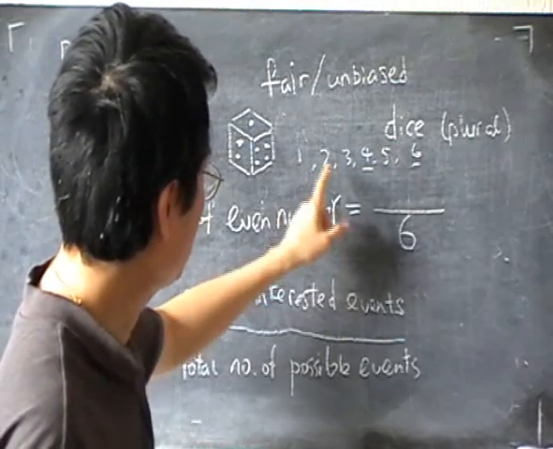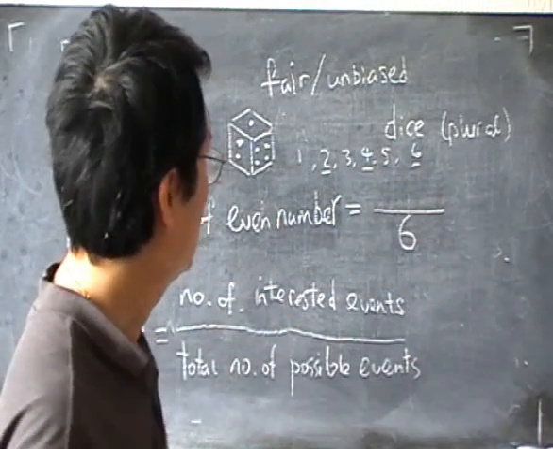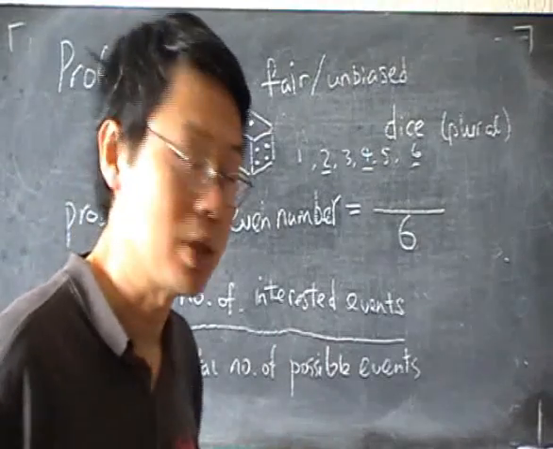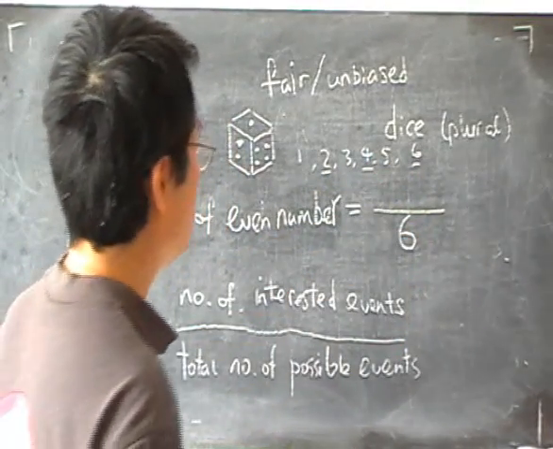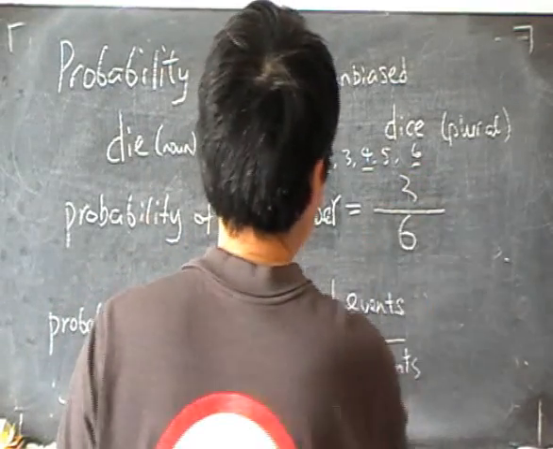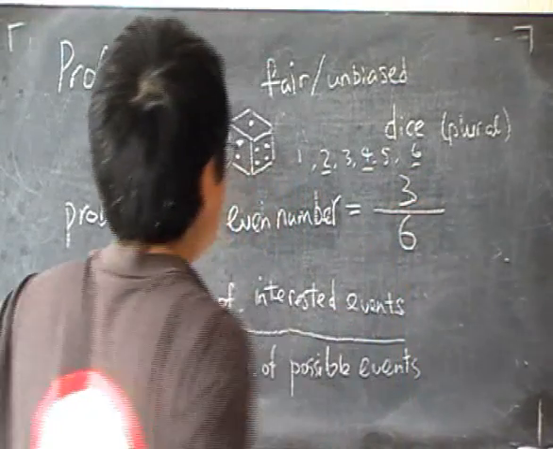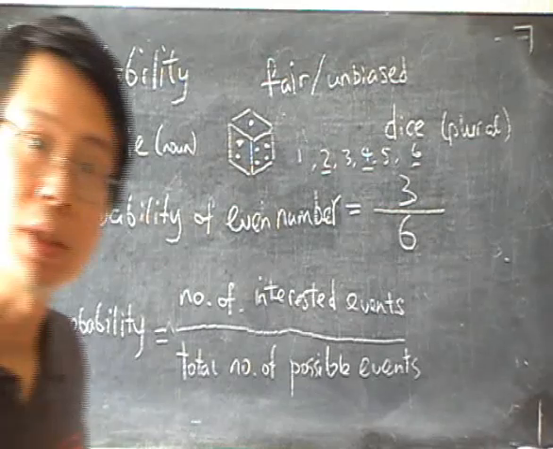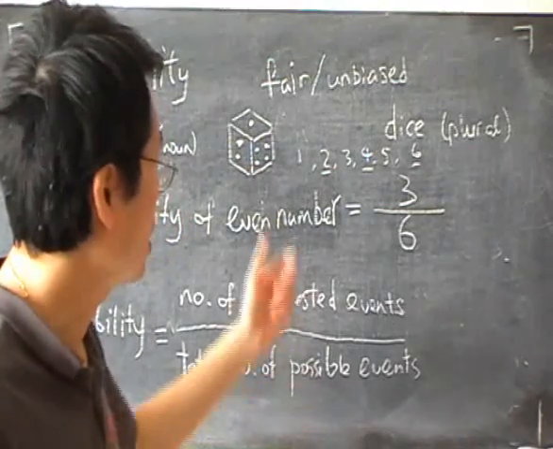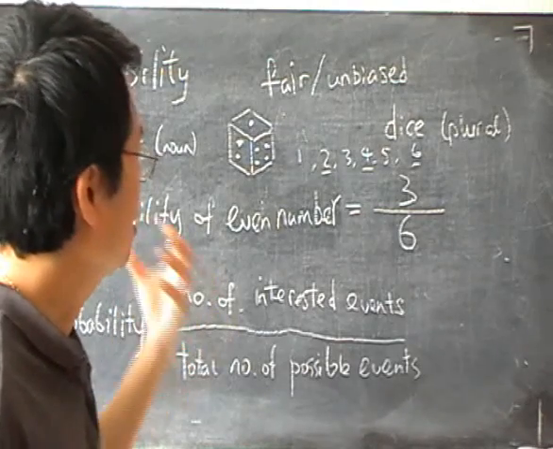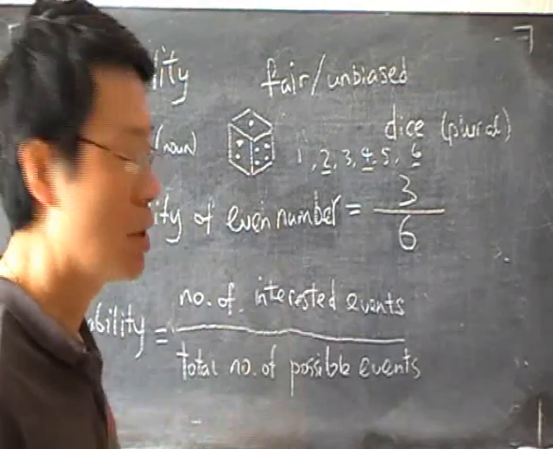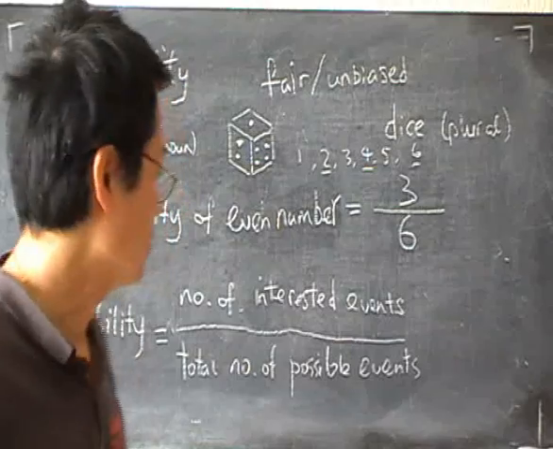So I think of each of these possible outcomes as an event. Because there are 3 interested events, I put a 3 up there. And that's my probability, 3 over 6, which is half. So the probability of getting an even number is half.